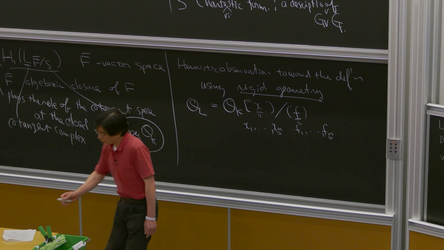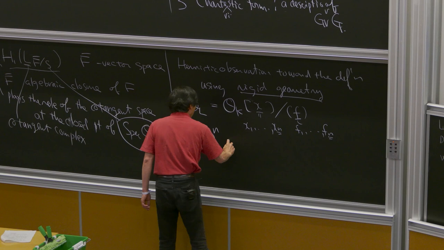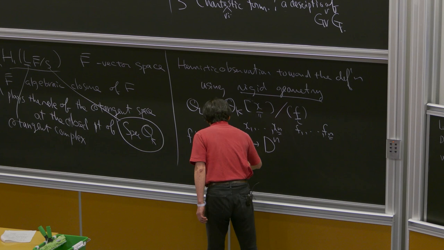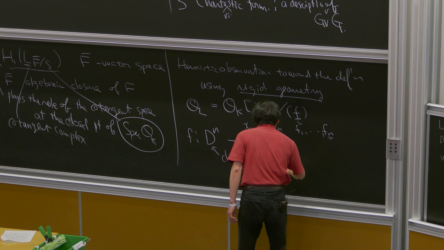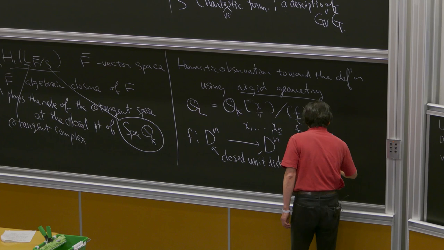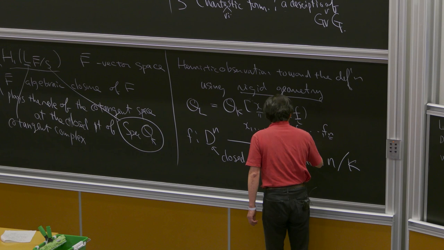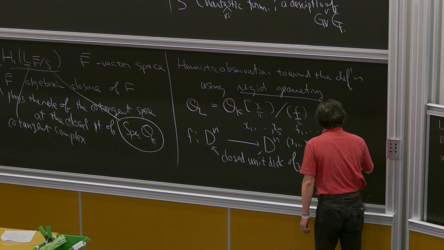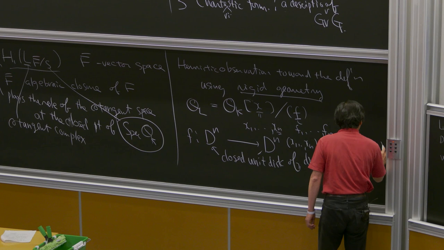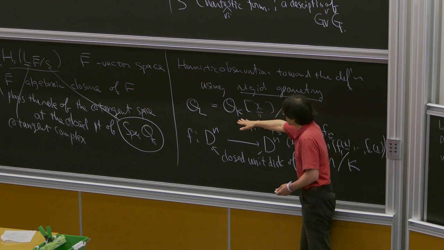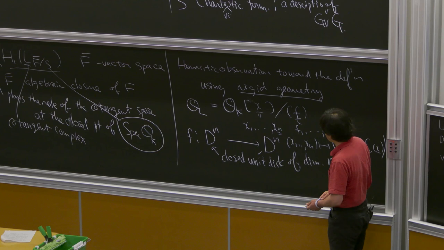Okay, then this F defines a map from disk to disk. So this is the closed unit disk of the same dimension of a K in the sense of residual geometry. So x1 over xn goes to the f of x and like this. So such kind of presentation defines the map of disks like this.